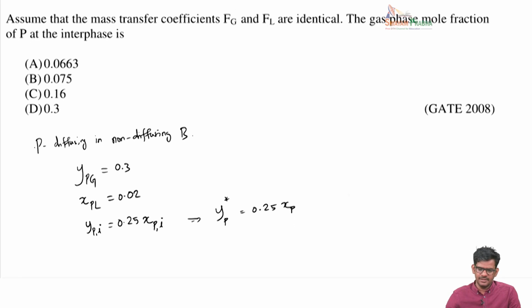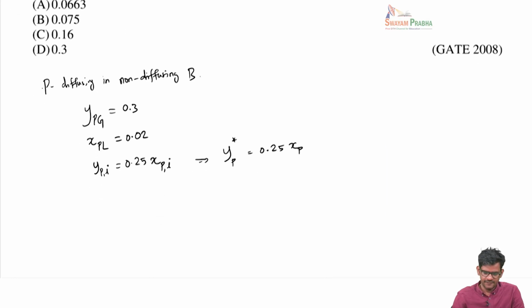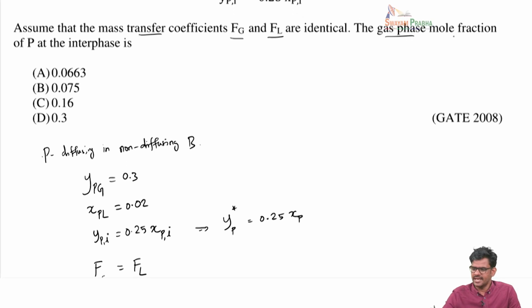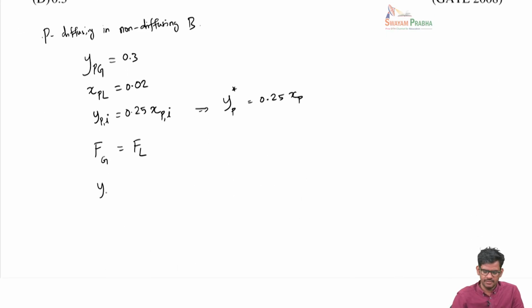And then in this problem, they have also given the mass transfer coefficients Fg and Fl as identical. Okay, Fg is equal to Fl. In terms of values, they are the same. And the question being asked is, what is the gas phase mole fraction of P at the interface? Okay, which is YPI. This is what we want to solve.